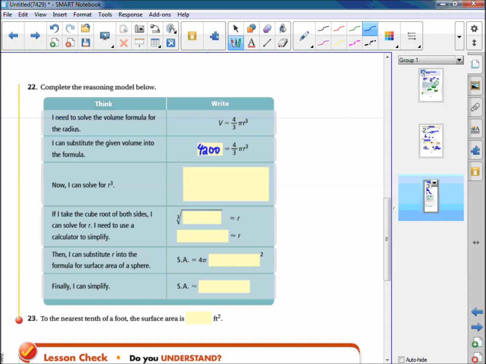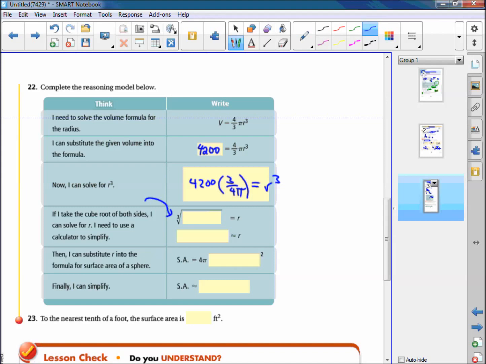And we're going to end up with 4,200 times 3/4 and then also divided by pi. So we'll put the pi on the bottom of the fraction, equals r cubed. Okay. And now to get rid of the cube on the r, we're going to have to do the cube root. You can draw the cube root just like you do the square root. We just put a cube symbol in it.